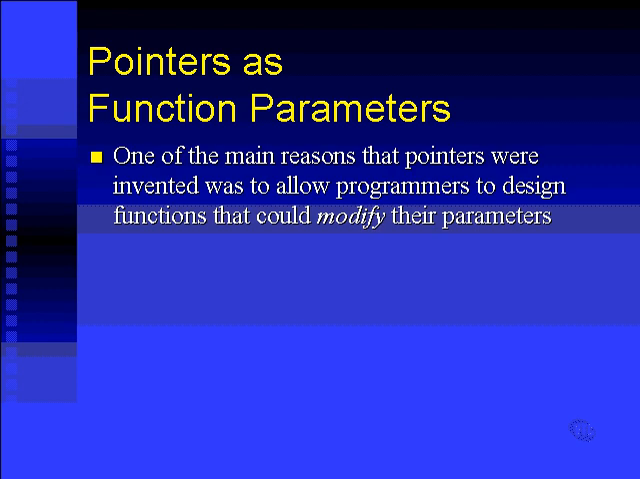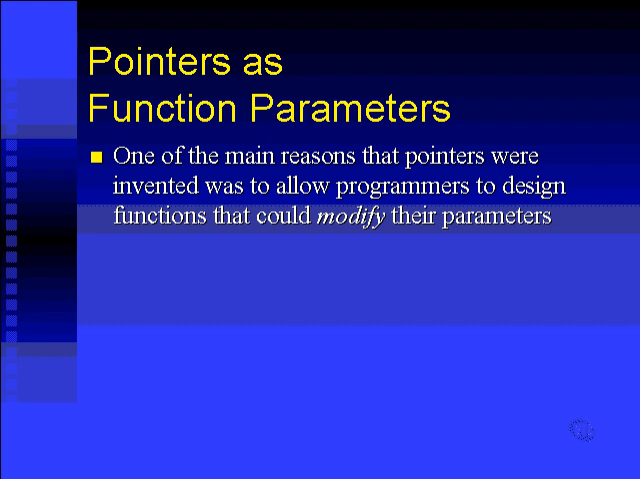Recall that I said one of the main reasons pointers were invented was to allow programmers to design functions that could modify their parameters. Recall the double-it example. The little double-it function doubled the parameter that was passed into it, but out in the main, after you call double-it, if you do a printf of that value, it was not doubled. In other words, the double-it function did not actually double its parameter at all. Well, it doubled its parameter, but as soon as the double-it function disappeared, the copy of the parameter disappeared with it. The original, out in main, was never doubled at all in the first place.